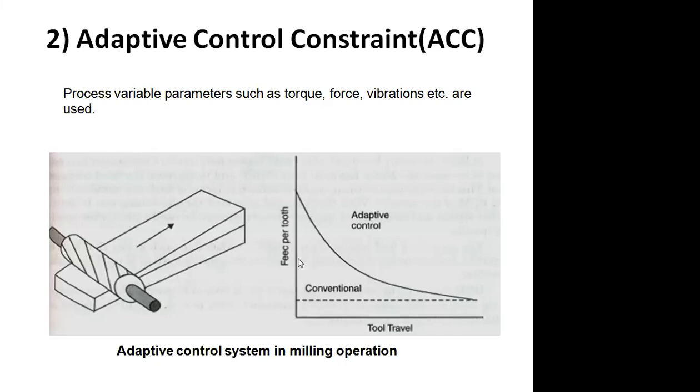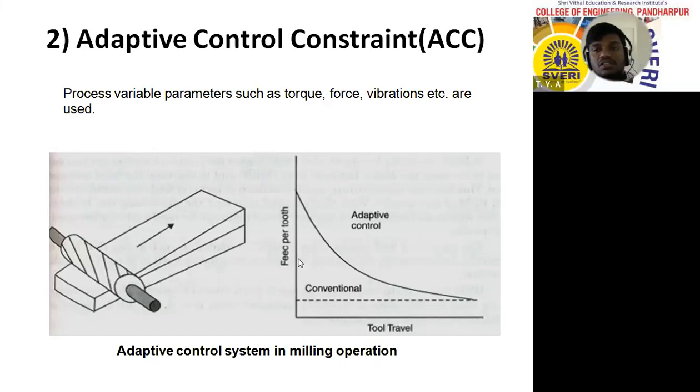Second, there's the adaptive control constraint. So process variable parameters such as torque, force, vibrations are used.